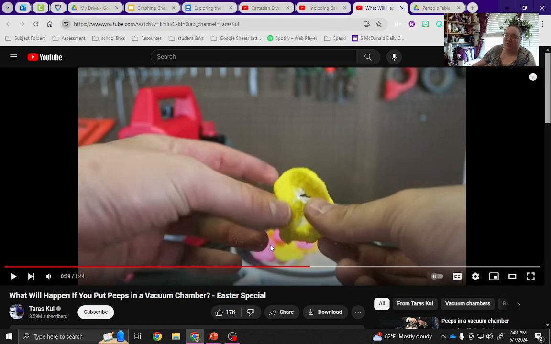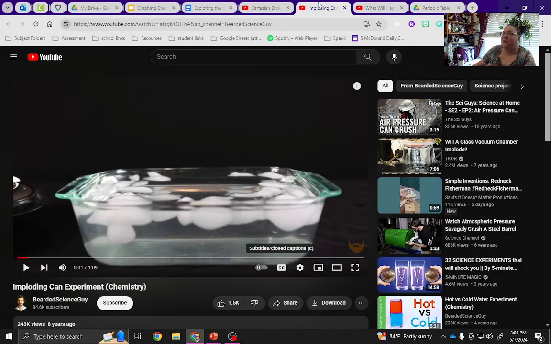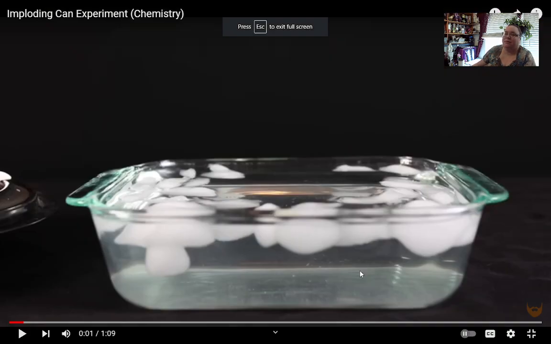He didn't actually show it next to the enlarged marshmallow peeps, but they do almost triple in size if you are able to get a complete vacuum going. So notice how the volume of the peep changed as the air was removed, or the air pressure was removed from the container. So the last demo I would typically do, and this is one that's always fun in class, is the imploding can demo.